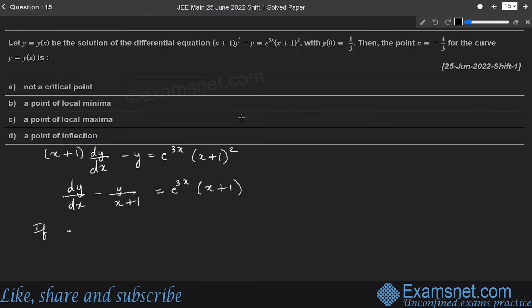Now, the integrating factor, e power minus of integral of 1 upon (x plus 1) dx, is equal to e power minus of log (x plus 1), then it will be equal to 1 upon (x plus 1).